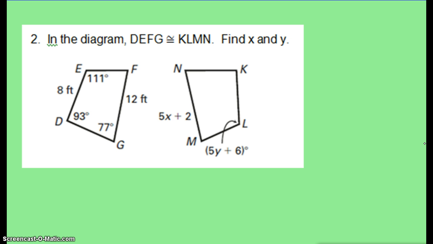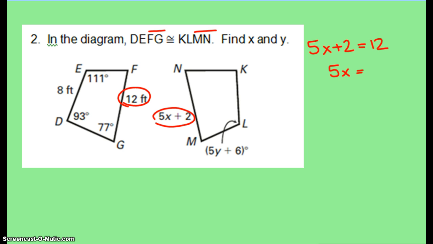Alright, in this example, it is our job to find x and y. We are given that quadrilateral DEFG is congruent to KLMN. So DEFG is congruent to KLMN. Now, we first see that MN is 5x plus 2, and it corresponds to FG. So we can take 5x plus 2 and set it equal to 12. Subtract 2 from both sides gives us 10. And divide both sides by 5, x equals 2. So we have found the value of x.